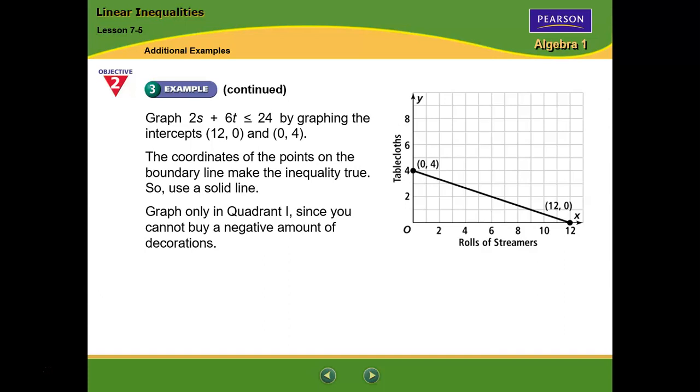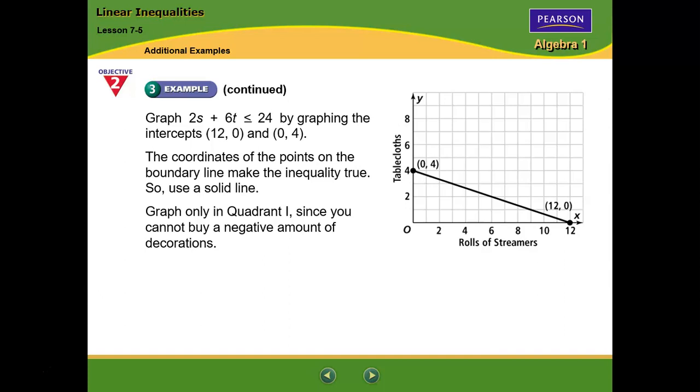Now, be careful, because there may exist some situation where a negative number could make sense, possibly dealing with temperature or money in a bank account if you overdraw. So don't always assume that when working a word problem, it'll only be in quadrant 1. You have to read the problem and see if it makes sense for those to be negative numbers.